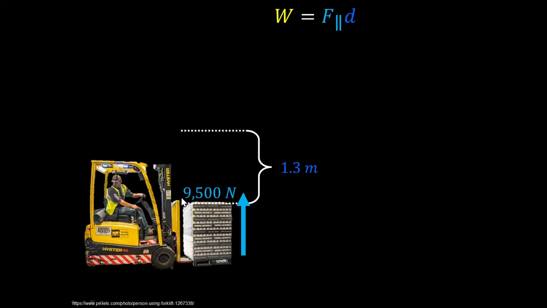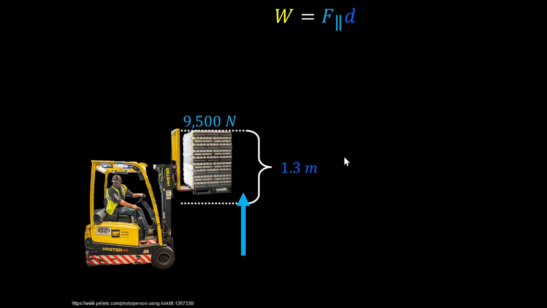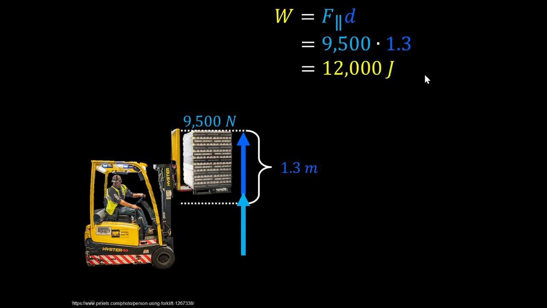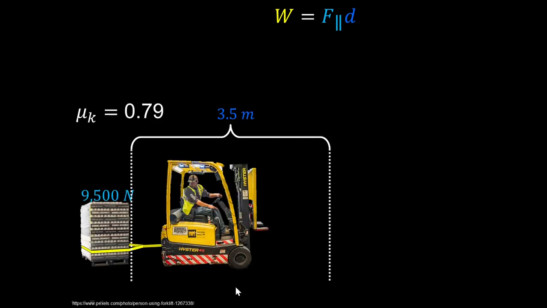All right, now if we take that 9,500 newton object and move it up 1.3 meters, we have done work there this time because the force and the distance were in the same direction. They were parallel to each other. So it is as easy as just taking the 9,500 times 1.3, and we get about 12,000 joules of work was done to lift that. And we were able to quantify how much work was done.